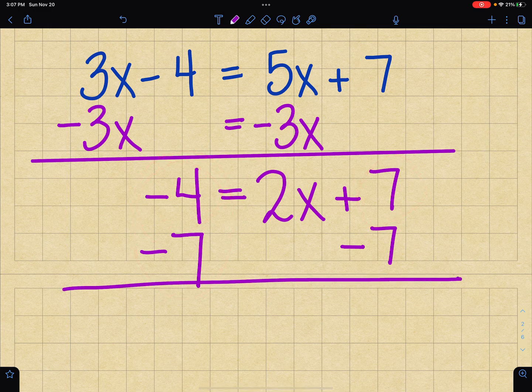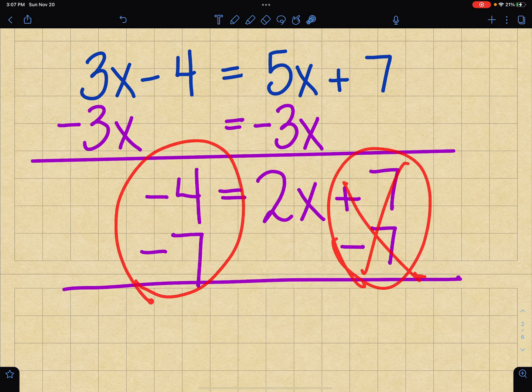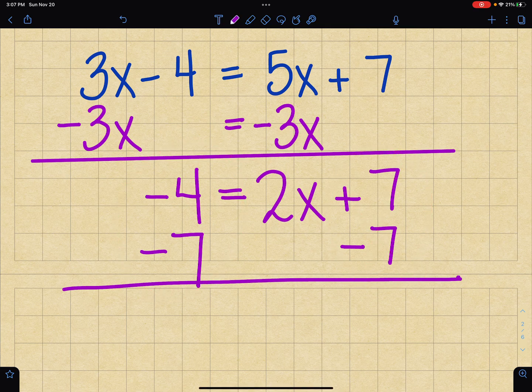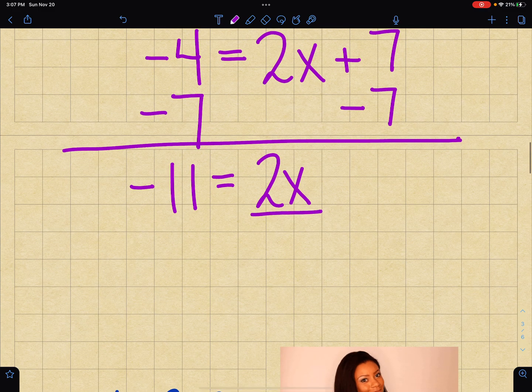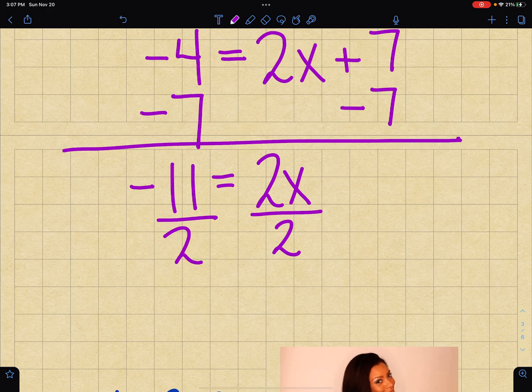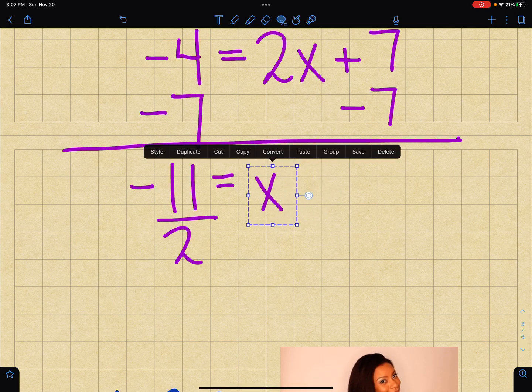All right, so when I do that, these 7s right here just cancel out because 7 minus 7 is 0. But over here, I have negative 4 minus 7, or plus a negative 7. So that's equal to negative 11 equals 2x. Let's divide by 2, and those cancel out. And I have x is equal to negative 11 over 2.